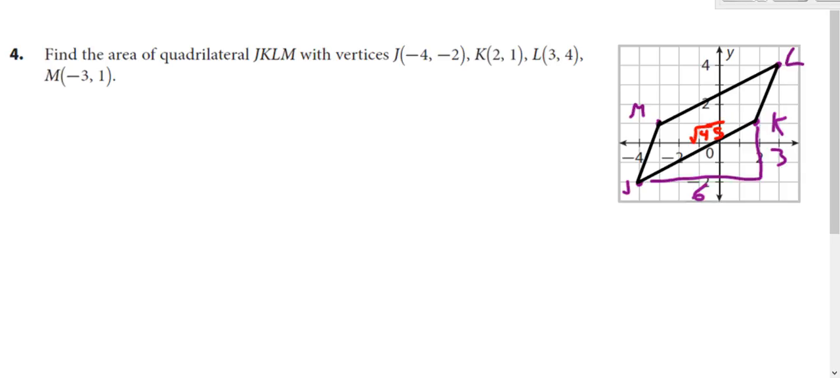Then we need the height, which has to be perpendicular to the base. So the base goes up 3 and over 6. So perpendicular would have to go the opposite reciprocal. So it's going to be negative 6 over 3 or just negative 2 over 1. So from M, to get our height, we're going to go down 2 over 1, and that intersects our base right there. So that is how we will measure our height from M to this point we just created.